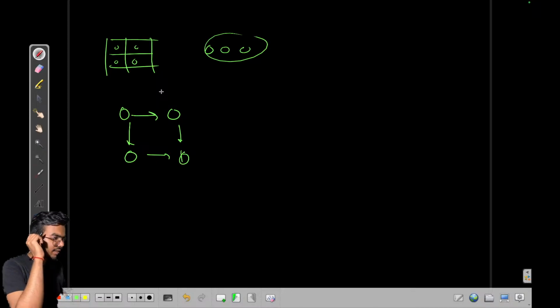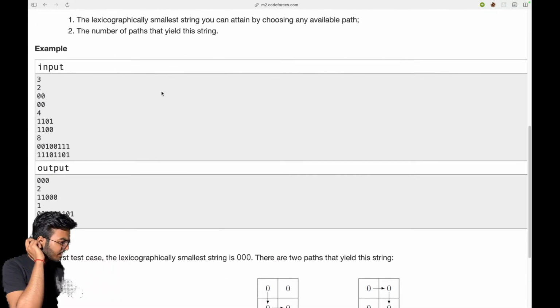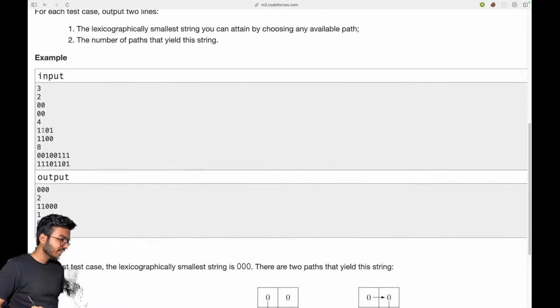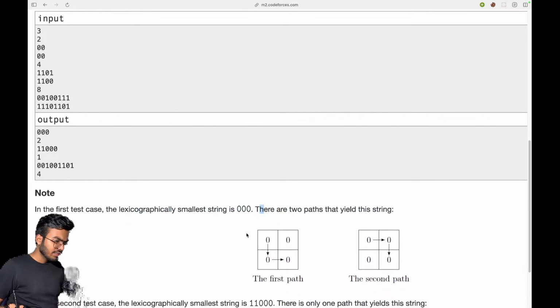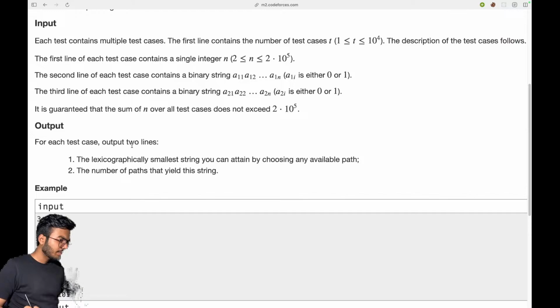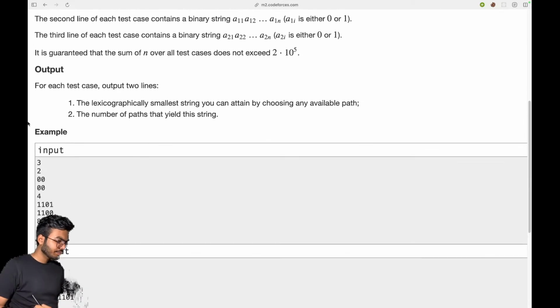But how do I get the lexicographically smallest string? Okay, this is correct, but let's try this test case. What do I need to print? There are two paths that yield the same string. In the second test case, output two lines: the lexicographically smallest string that you can attain by choosing the available path, and the number of paths that yield this string.